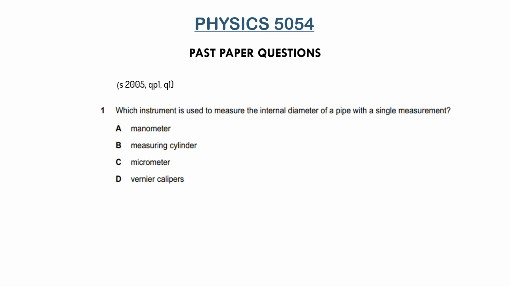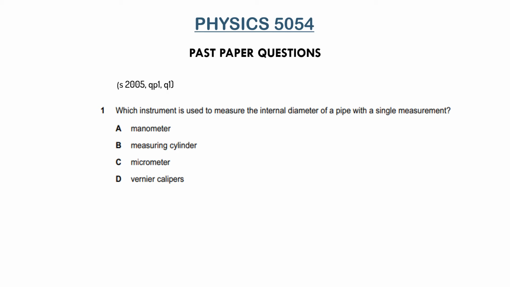Now move on to the next question. Again, pause the video if you want, and then we will discuss the answers. This question is from summer 2005, question 1, question paper 1, and there didn't used to be variants back then, so it's just variant 1. Which instrument is used to measure the internal diameter of a pipe with a single measurement? This again is sort of a trick question, and this is also the reason why I included 3 measuring questions in our practice exercises. This is the last one, by the way, for this topic.